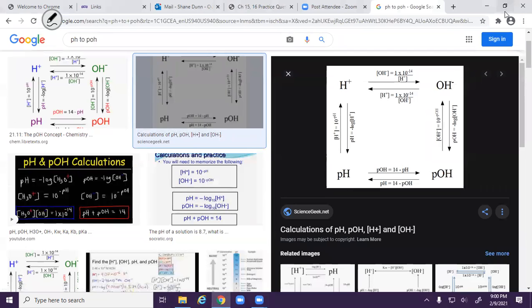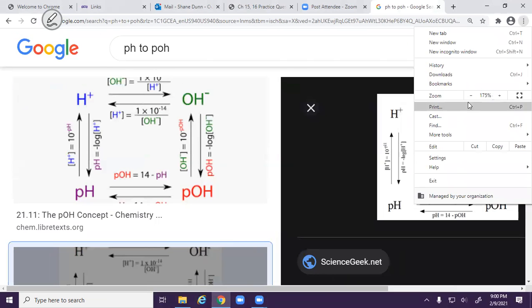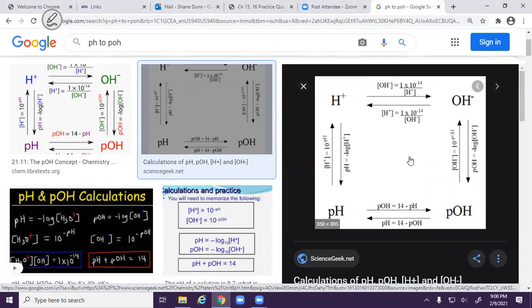This might be helpful for some of you to jot down. Why am I zooming in on this? Yeah, right there. This is all of chapter 16, that little box right there. If you have hydrogen and you're trying to go for pH, you take the negative log. If you have pH and you're trying to find hydrogen, you take base 10 to the negative pH. If you have pH and you're trying to figure out pOH, minus 14, or vice versa.